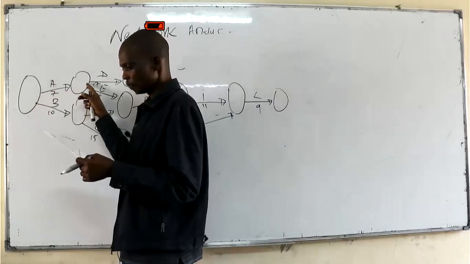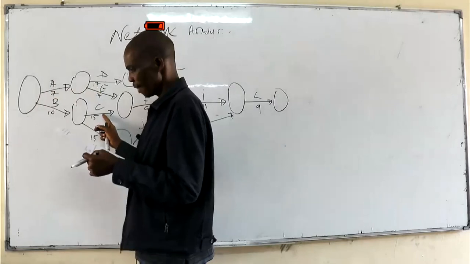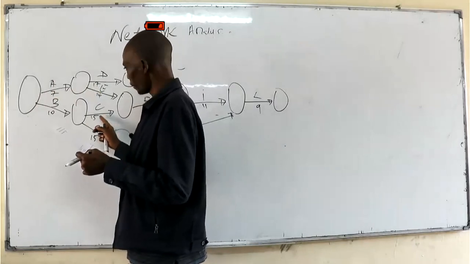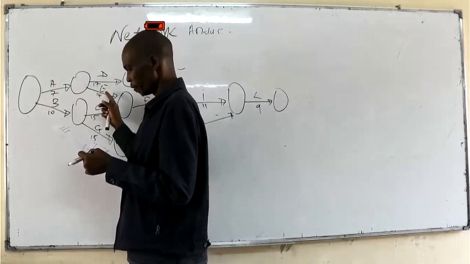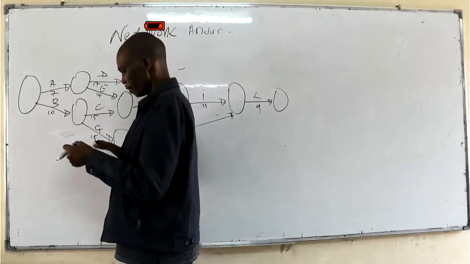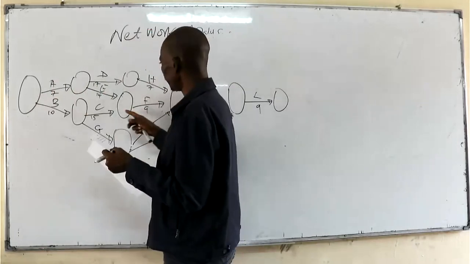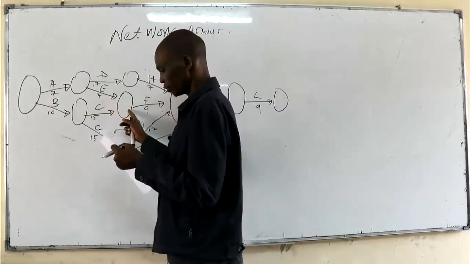Then for C to start, B must end. We have seen that B must end for C to start. Then for D to start, A must end. Then for E to start, A must also end. Then for F to start, C and E must end. So C and E are actually sharing the same end event as indicated there.